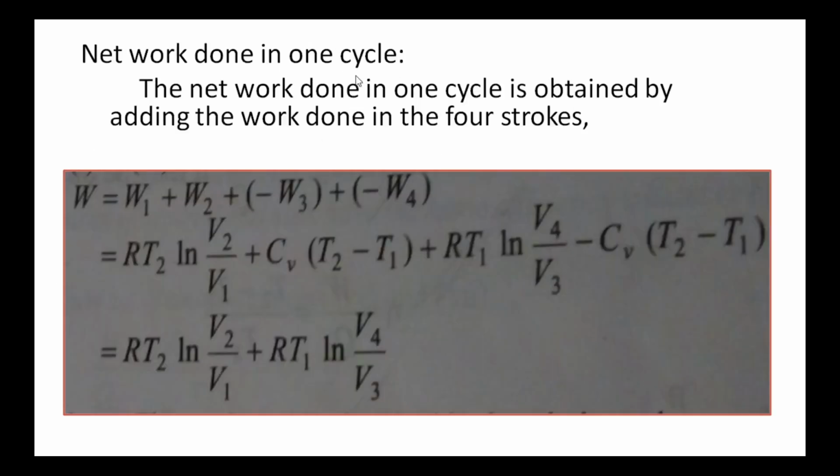Net work done in one cycle is obtained by adding all the work done in the 4 steps. That is, W is equal to W1 plus W2 plus W3 plus W4. Here minus signs for W3 and W4 are given because work is done on the system, so a negative sign is given. By substituting these 4 values from equations 1, 2, 3 and 4, we get, in the second and fourth steps, work done is equal but opposite. So these two cancel. The remaining W is equal to RT2 ln V2/V1 plus RT1 ln V4/V3.